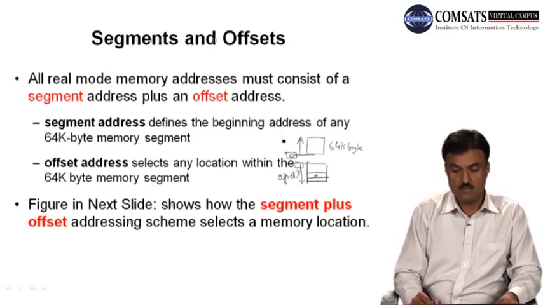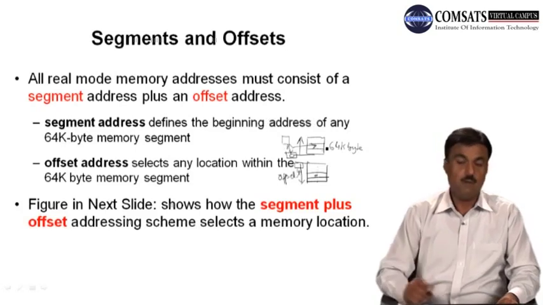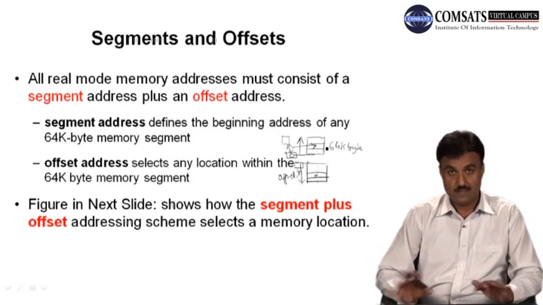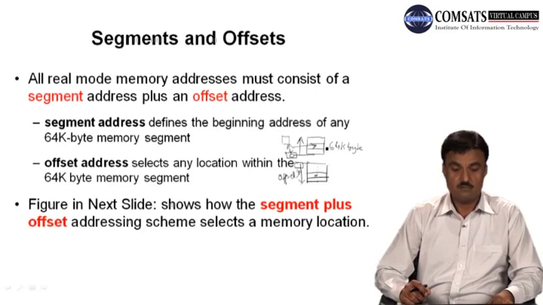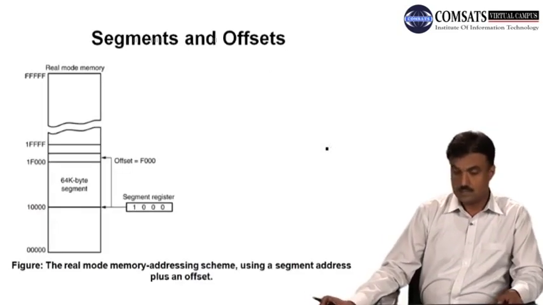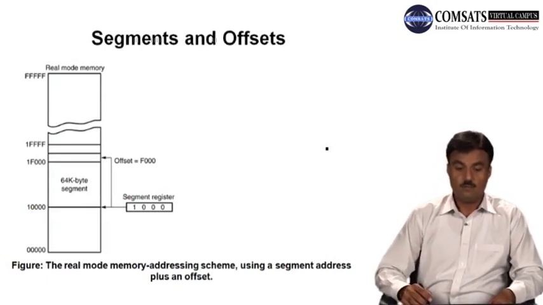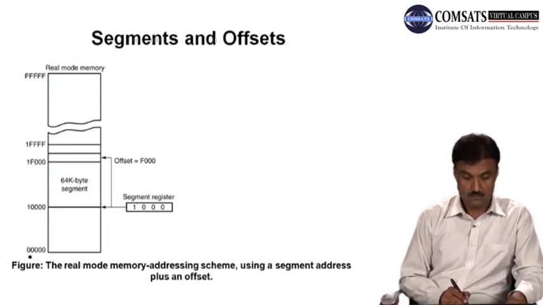For example, if we have a segment address here and an offset address here, we will combine them in some manner to access any of the memory locations inside this segment. There's one figure in the next slide that will show how the segment plus offset addressing scheme selects a memory location.